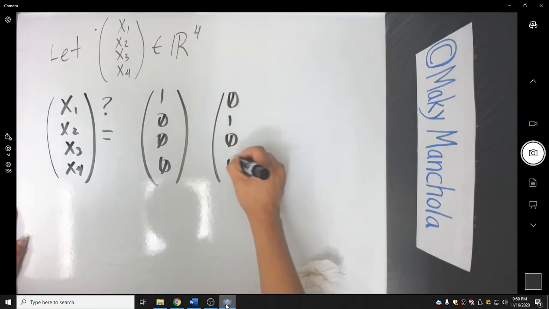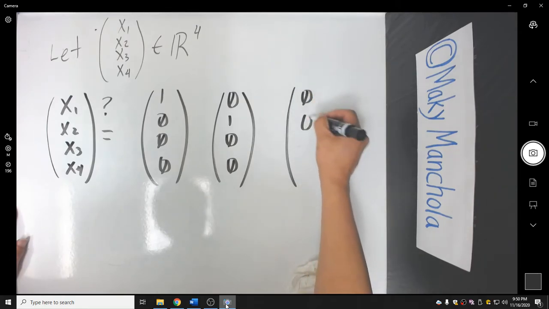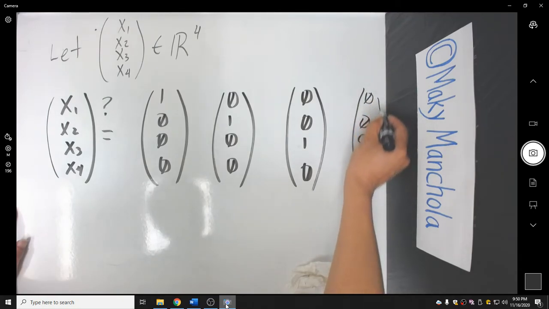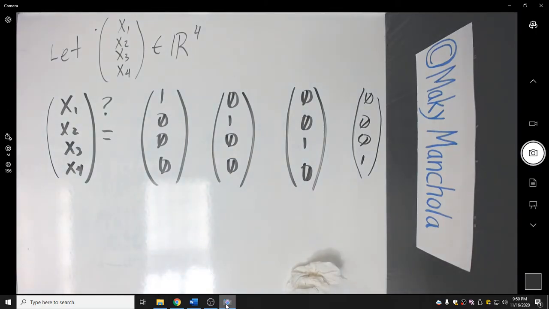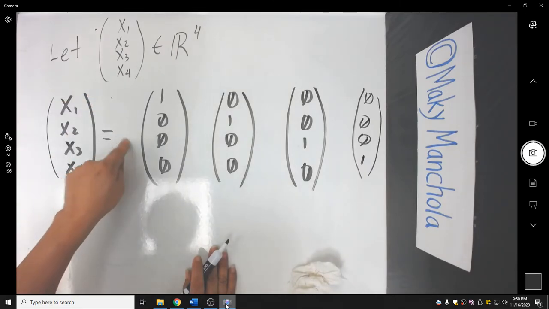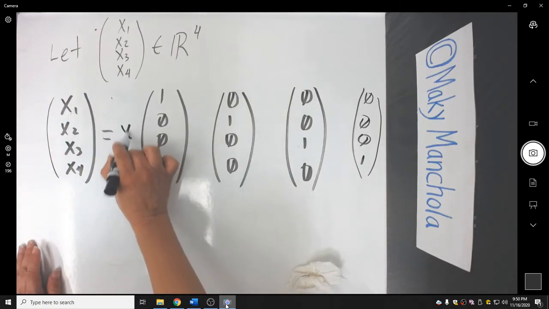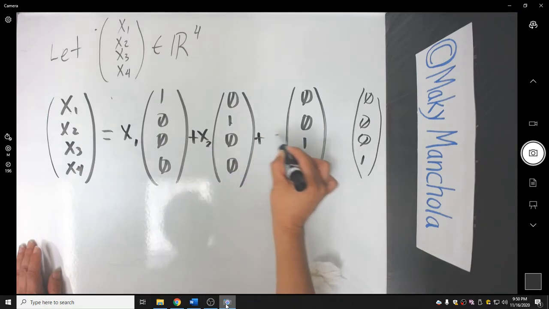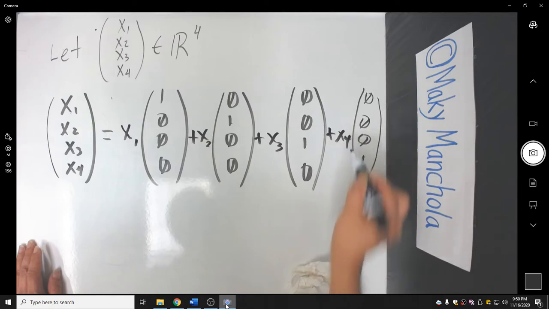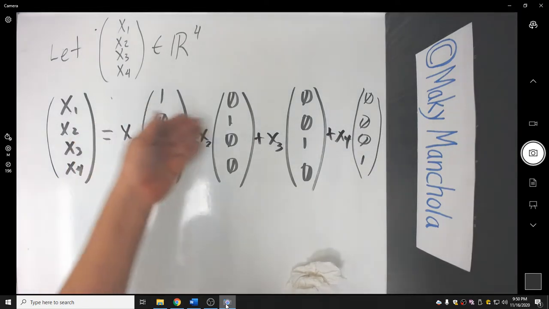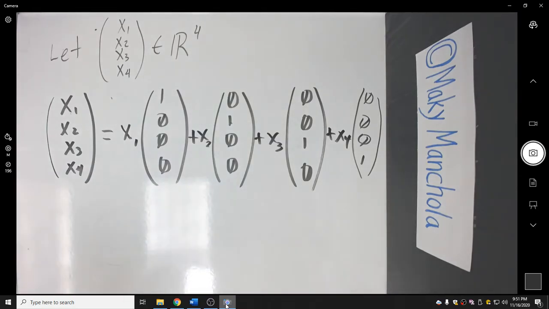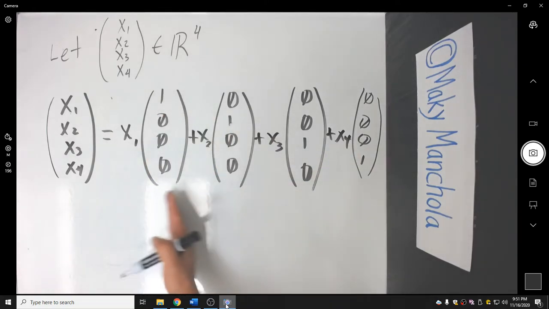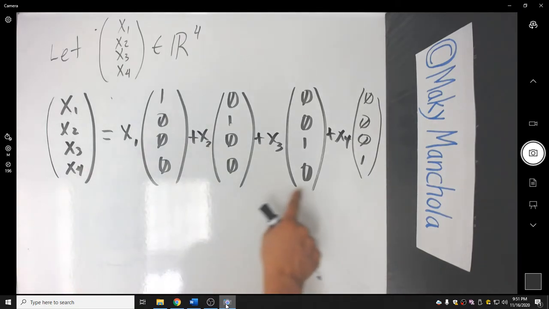(0, 1, 0, 0), (0, 0, 1, 0), and (0, 0, 0, 1). And the answer in this case is yes, we can. And in fact, it is easy to tell what the coefficients have to be. So first I get x1. Here I have to get x2. And then x3. And then x4. So it is simple because our given elements of R4 have only one non-zero entry. Notice that they are in different locations. It is possible to write every element of R4 as a linear combination of these four.